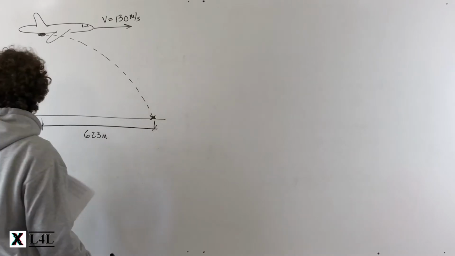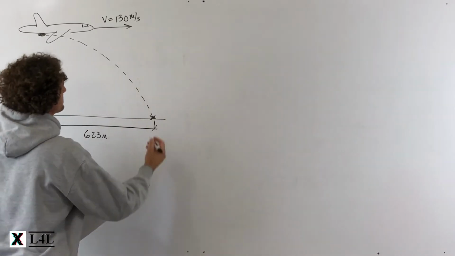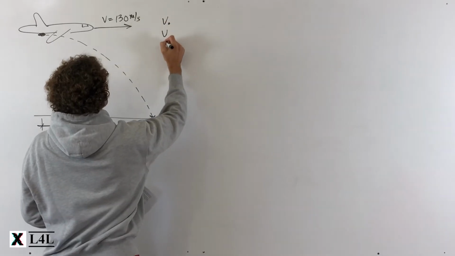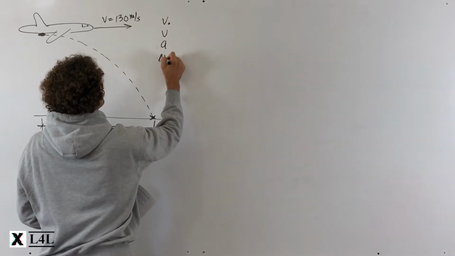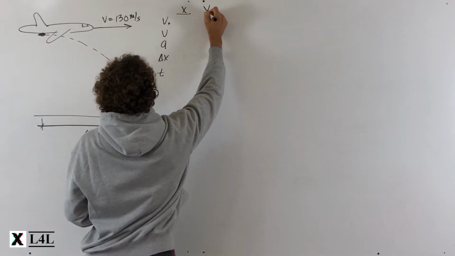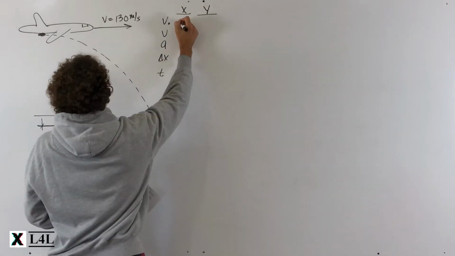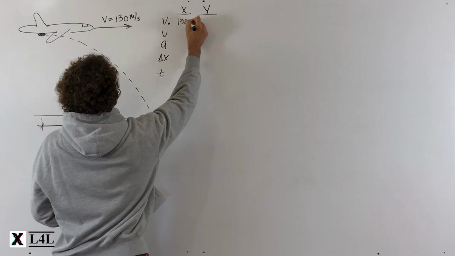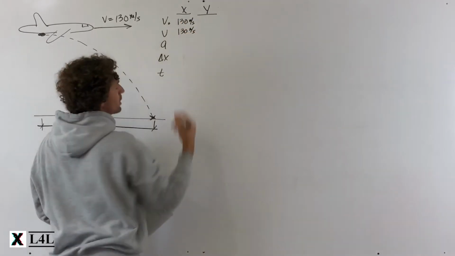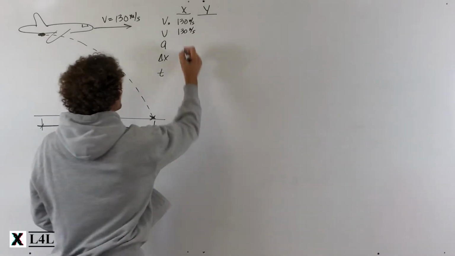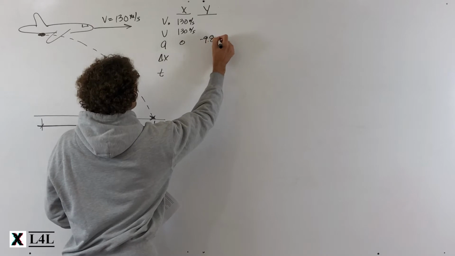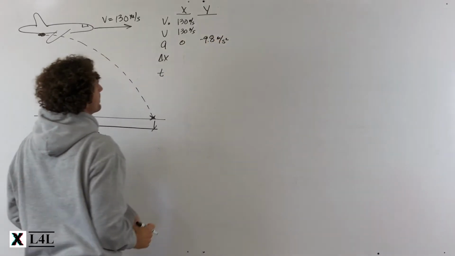Okay, filling in my variables, let's just go ahead and put them in. We have initial velocity, final velocity, acceleration, displacement, and time. Again, we're doing this for horizontal and vertical. Well, we know this is 130 meters per second. We can go right ahead and fill in our accelerations. We should know them by now. This is 0, and this is negative 9.8 meters per second squared in the vertical.